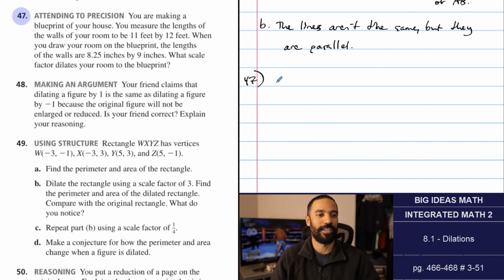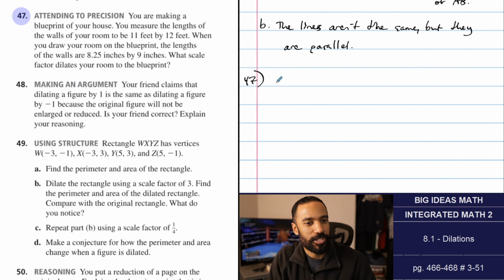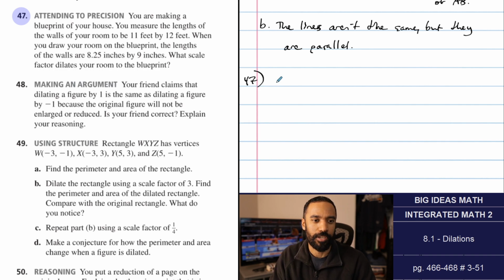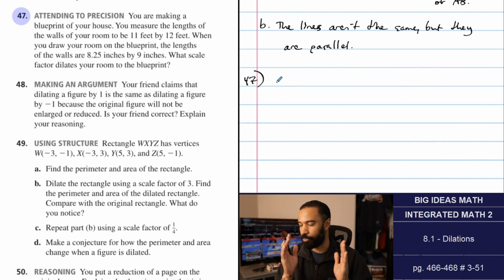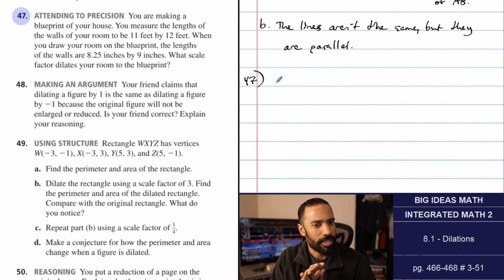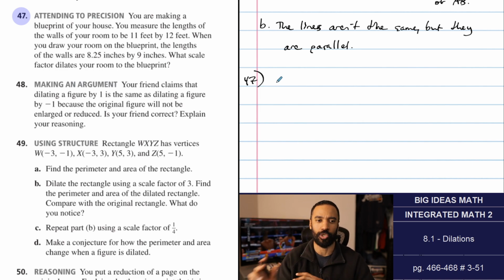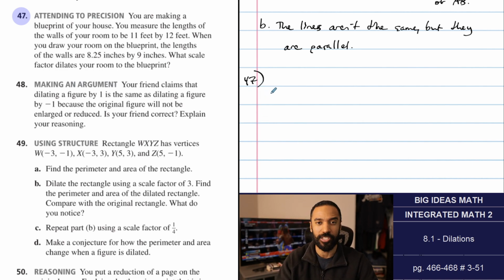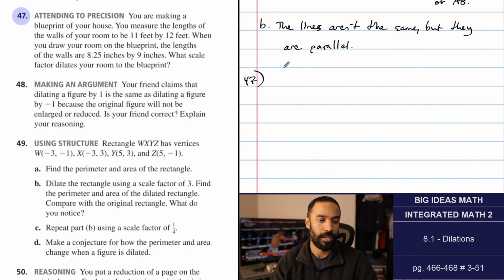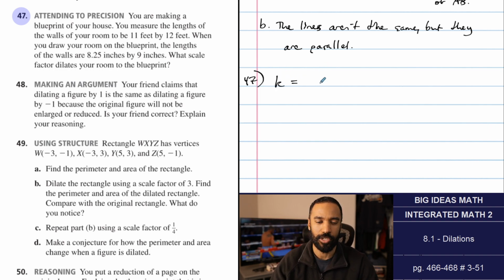All right, number 47. Attending to precision. You are making a blueprint of your house. You measure the lengths of the walls of your room to be 11 feet by 12 feet. When you draw the room on the blueprint, the lengths of the walls are 8.25 inches by 9 inches. What scale factor dilates your room to the blueprint? Well, both of these should be the same if all was done right. So that K, this is a reduction.